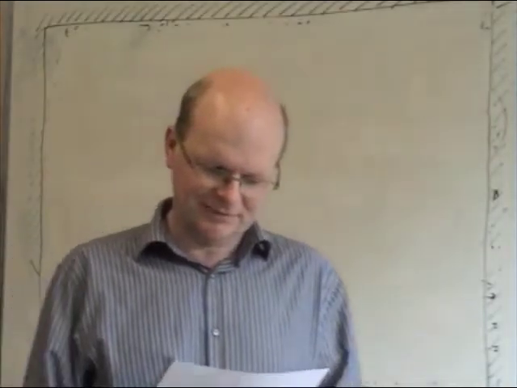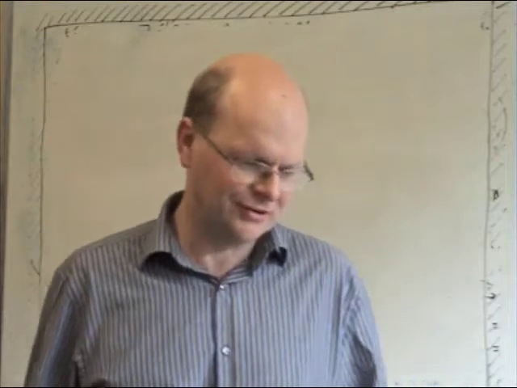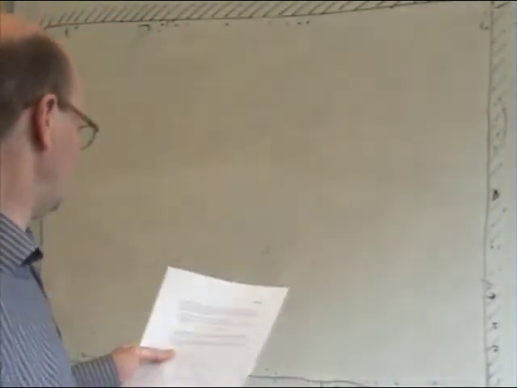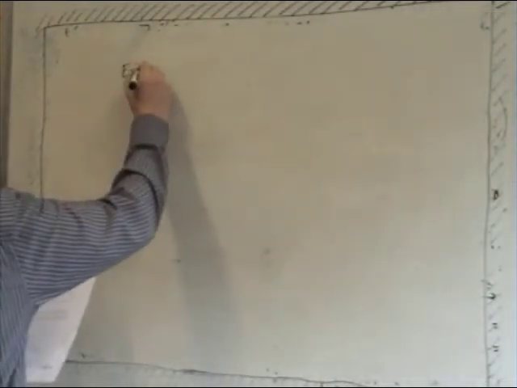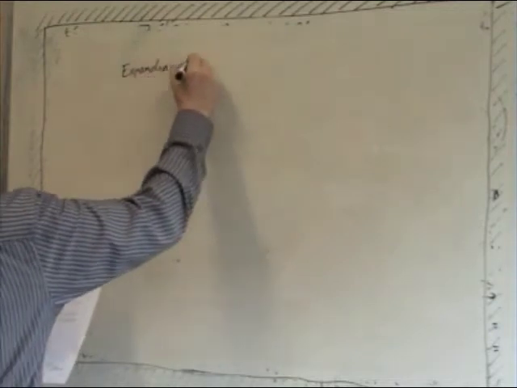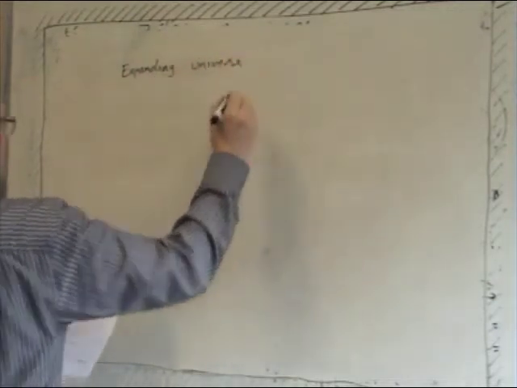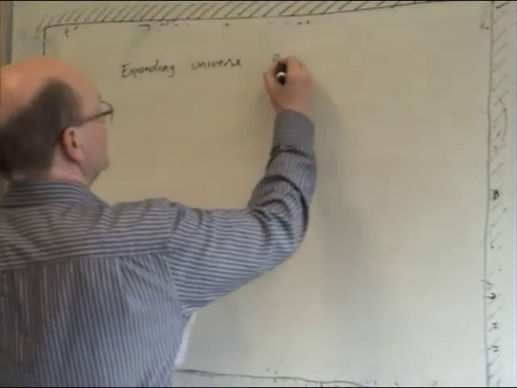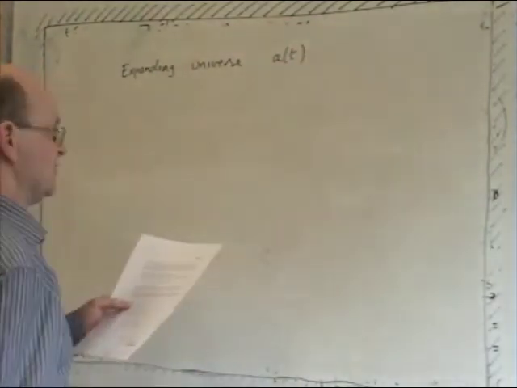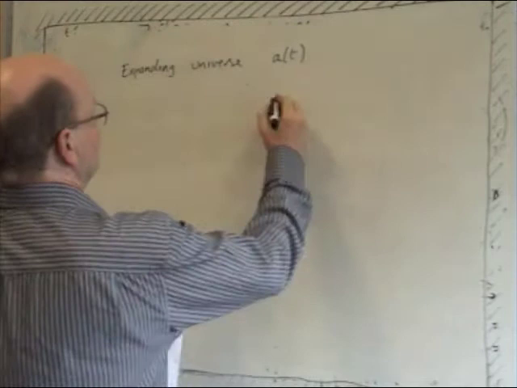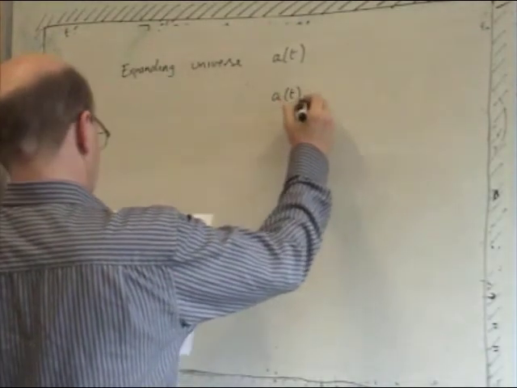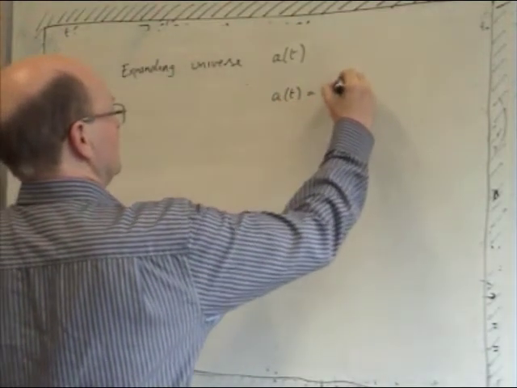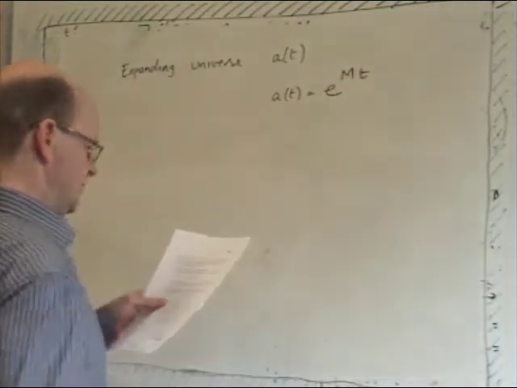Here, I'm going to do a couple of exam questions from last year's PHY314 exam, questions 4 and 5. So question 4 says that you've got an expanding universe with a scale factor a of t that increases exponentially with time, which means that a of t has the form e to the mt.